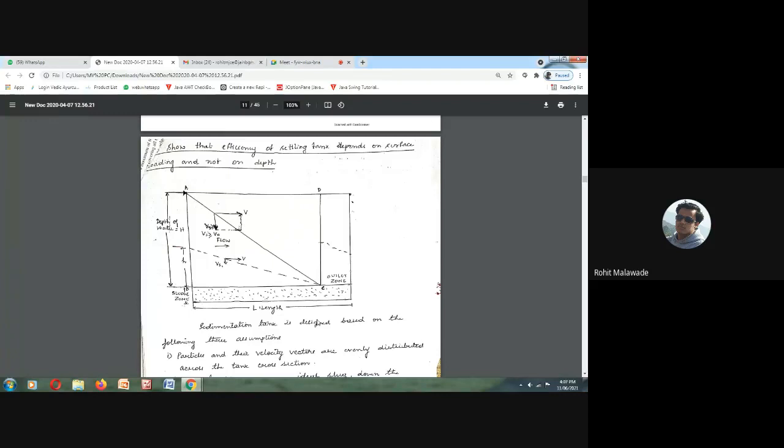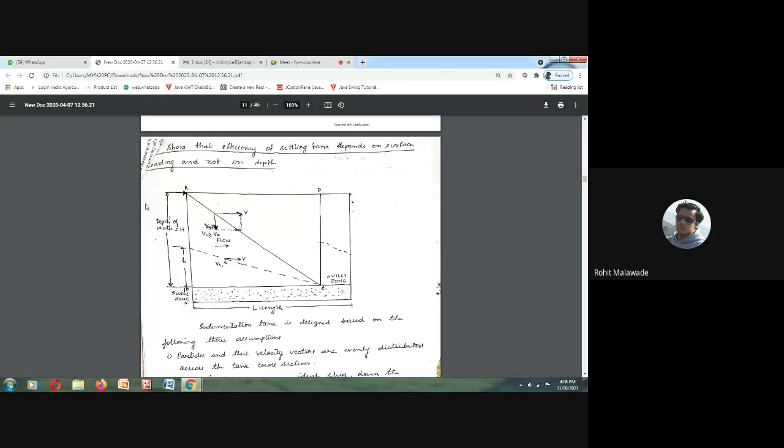Now, this is the sludge zone. Whatever sediment is going to settle down at the bottom is going to be settled in this particular sludge zone. This is how the sedimentation tank is going to look, and this is the outlet zone. From here, the water is going to be collected outside. So this is the sedimentation tank, which has A, B, C, D.